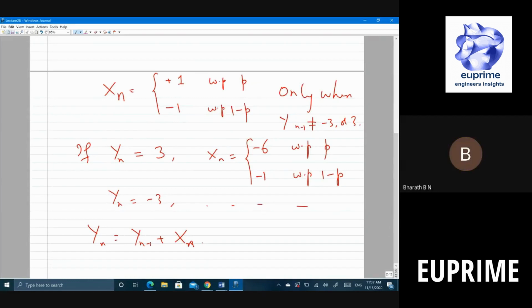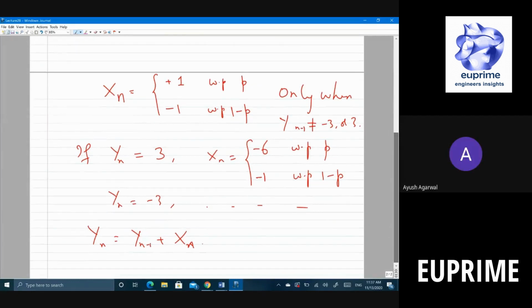Sir, here the xn you have written is plus 1 with probability p and minus 1 with probability 1 minus p. Correct. Is plus 1 with respect to the previous step? No, it doesn't matter. If I'm going to toss a coin with bias p, if it is head, it will be plus 1, if tail, minus 1. That's all. So xn is something else. The position is this yn.